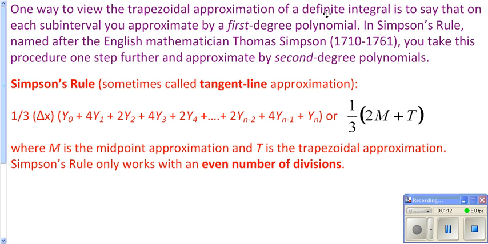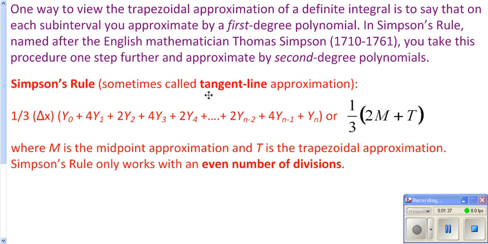Now, we had talked about trapezoids before. That's basically approximating your curve with a first-degree polynomial because the top of your trapezoid on your curve there ends up being a straight line, which is linear. Lines are degree 1. Now, Simpson's rule basically says I'll get a more accurate answer if I use a second-degree polynomial, a curve.